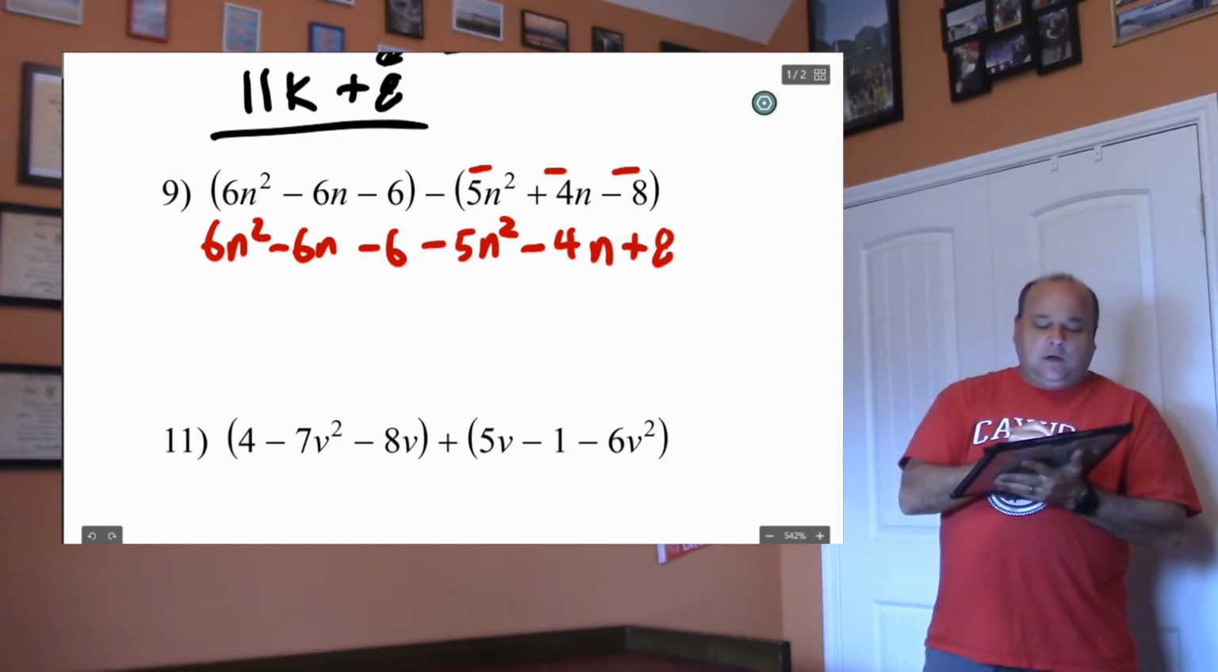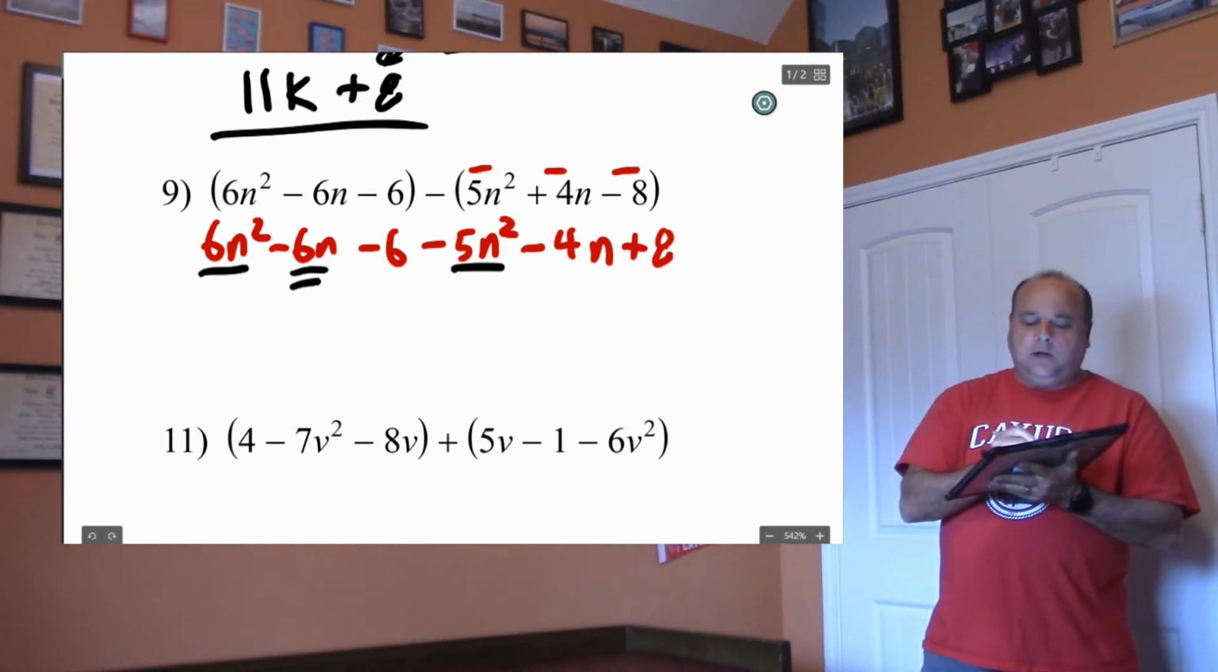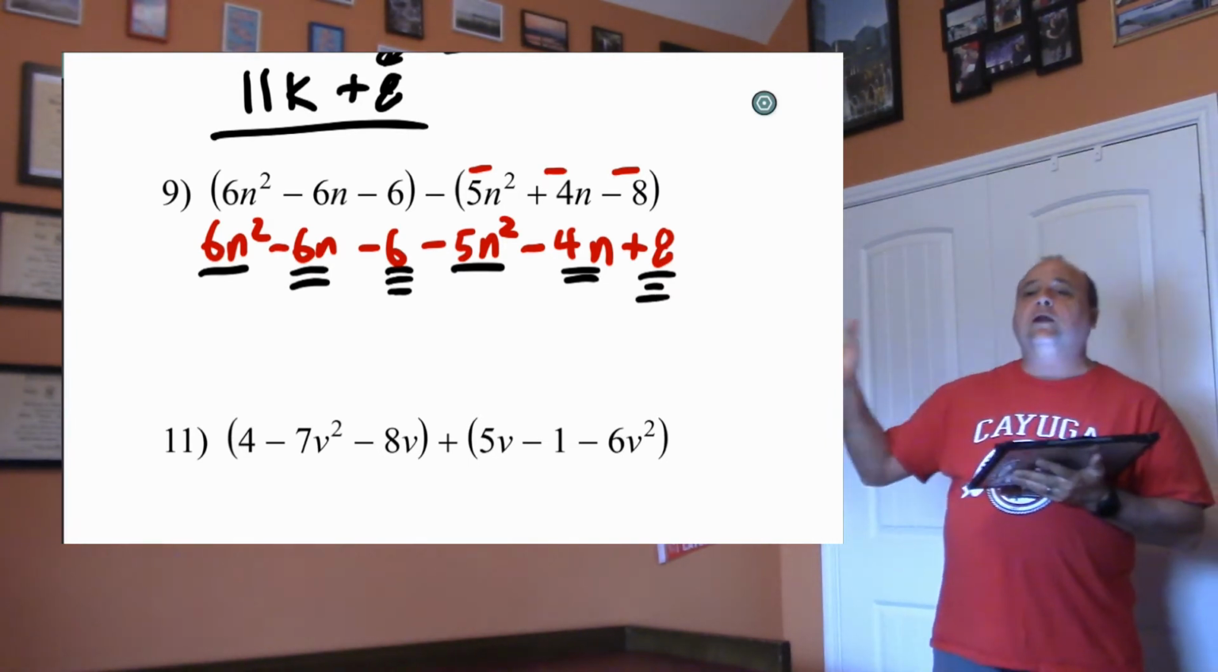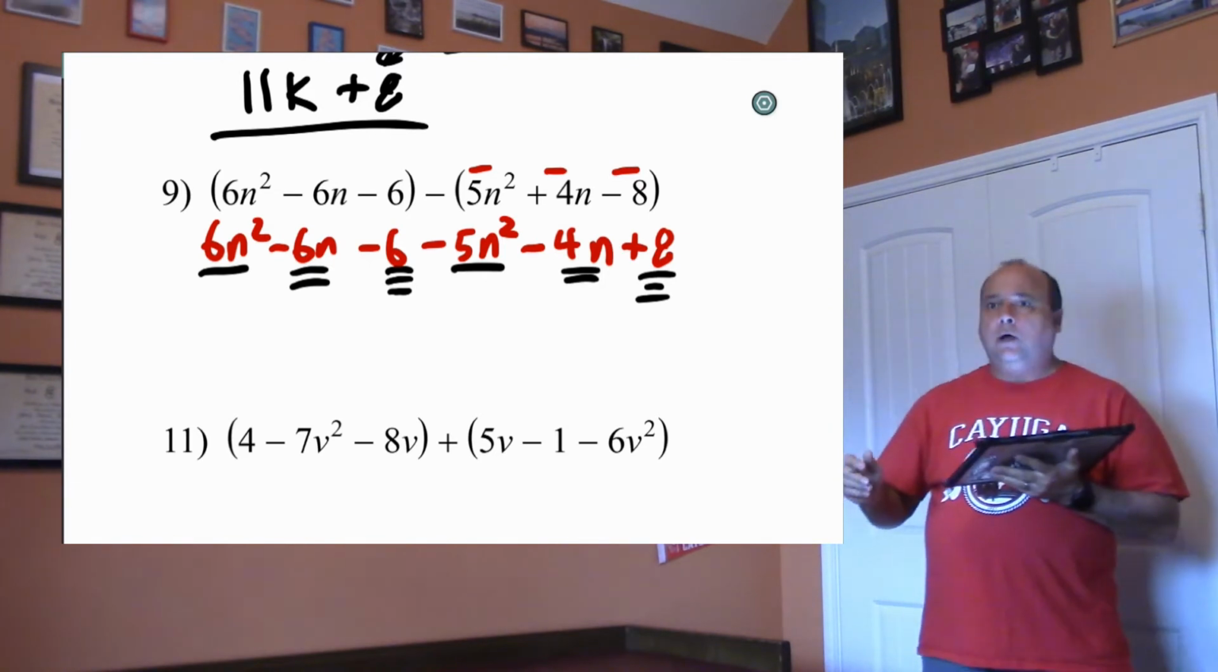Now then I'm going to single underline the n squares, double underline the n's, and triple underline the constants. I think the most we'll give you is 3. Okay, you could have a quadruple or even a quintuple underline.